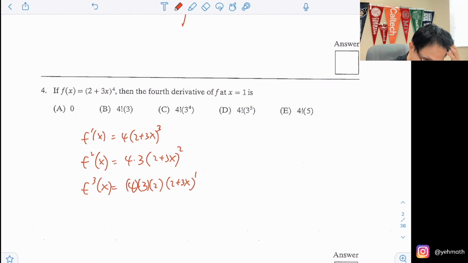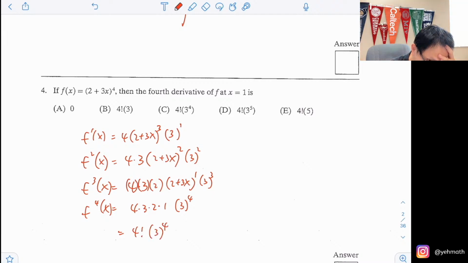Okay, so this one is going to have 3 to the first, and then 3 to the second, 3 to the third. Thank you. So the fourth derivative of f of x is equal to 4 times 3 times 2 times 1, and this one's just 3, right? So it'll be 4 factorial times 3 to the 4th power. So the answer will be C. Are we okay?